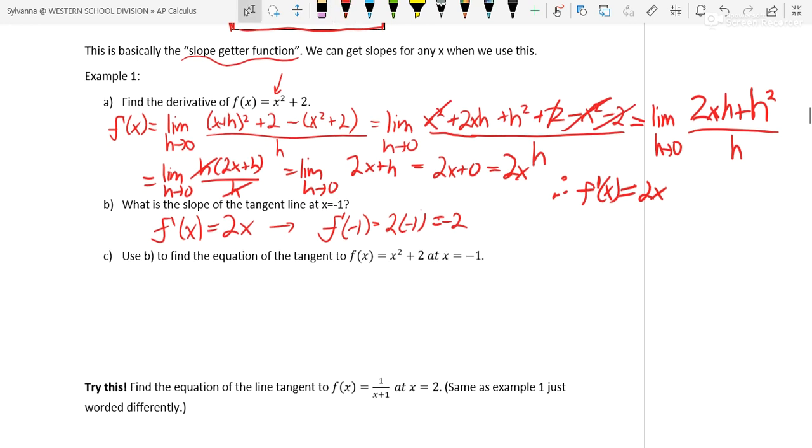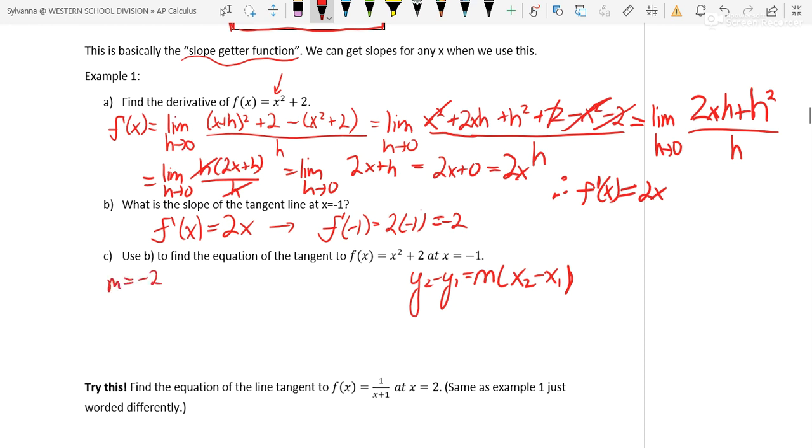Okay, now let's find the equation of the tangent to f of x equals x squared plus 2 at x equals negative 1. We're just going to use all the information that we already found. So first of all, remember the format of finding an equation is y2 minus y1 is equal to slope times x2 minus x1. Hopefully that's a review. This is just a format to write or create equations. So we already have m. We found it earlier just above. M is -2.